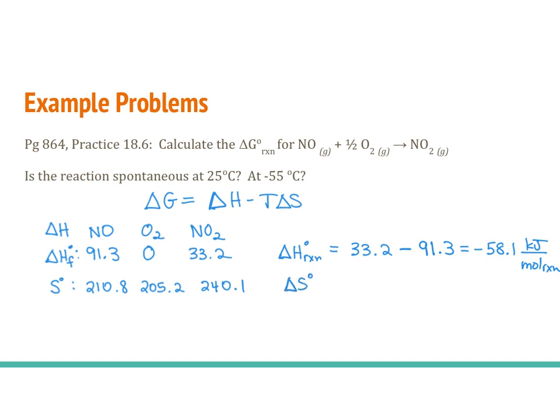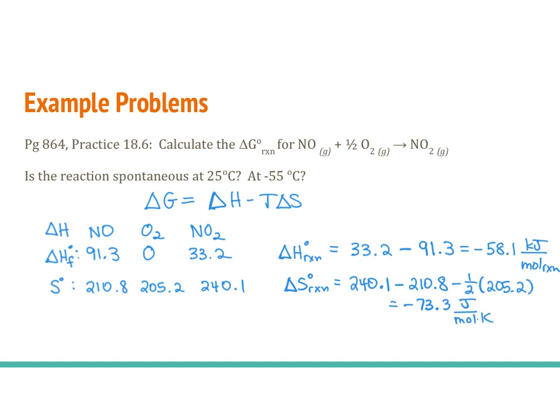So the entropy change for this reaction is products minus reactants. So 240.1 minus 210.8 minus, now I do have a coefficient here to worry about. The oxygen is a coefficient of 1/2. So minus 1/2 times 205.2. So I figured out that the entropy change for this reaction is negative 73.3 joules per mole Kelvin.